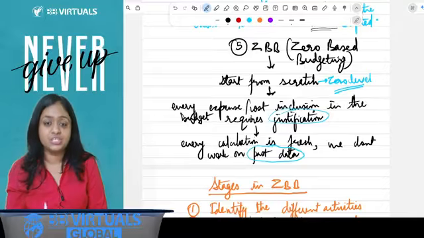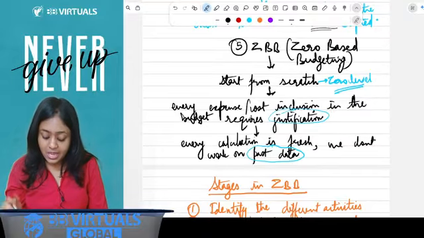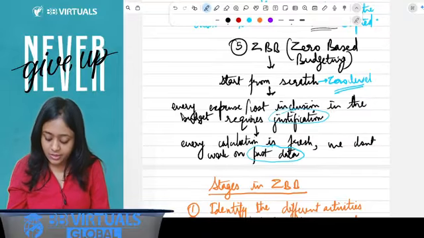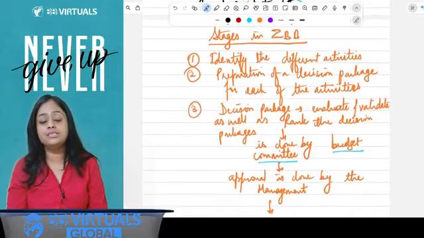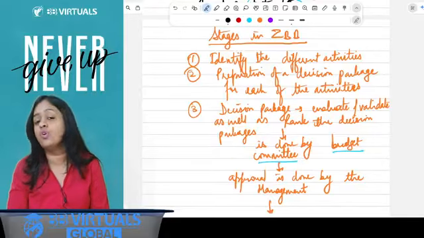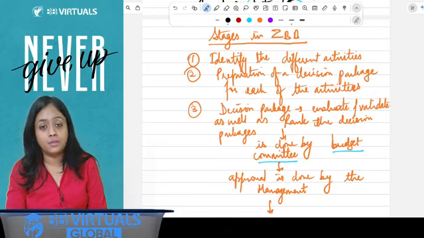So validation has to be done. So it starts from scratch, zero level only. Every expense or cost inclusion has to be justified. And we always start fresh. We don't follow incremental budgeting here for ZBB. That is, we don't rely on the past data.